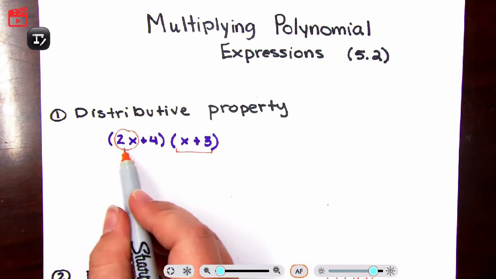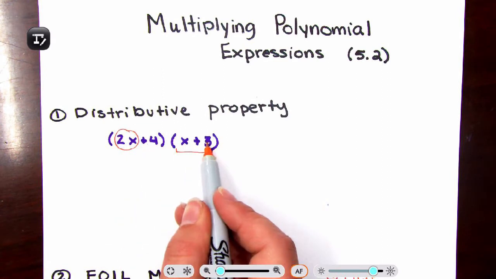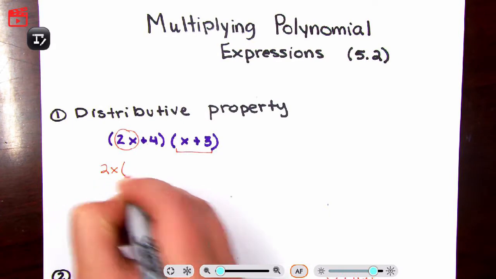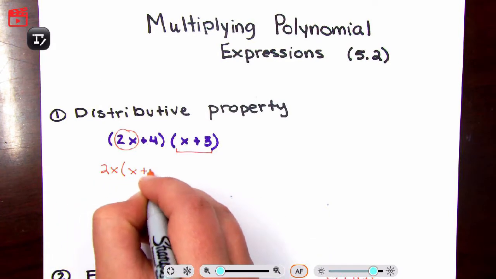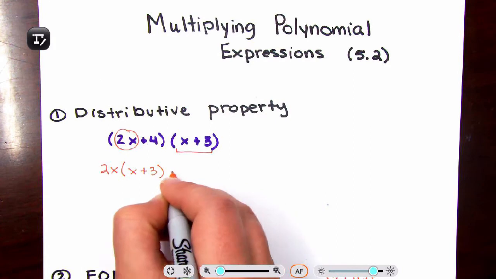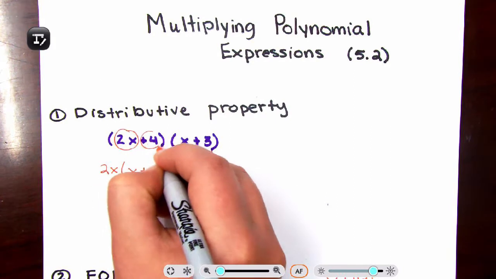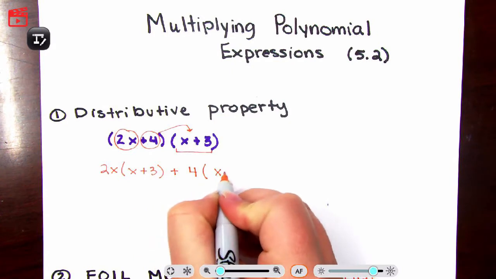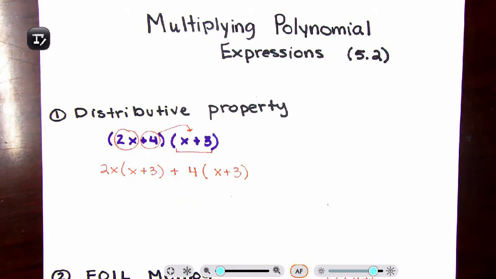So for example, I have a binomial times a binomial. So the first term in the first binomial is 2x, and I'm going to multiply that by the x plus 3. Then I'm going to add that second term multiplying by the entire bubble, which is 4 times x plus 3. So I'm going to do that twice. I'm going to do that once for the 2x. I'm going to do that the second time for the 4. And then after that, you start multiplying and expanding.